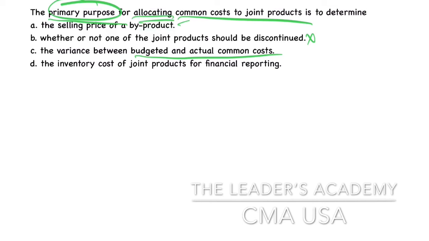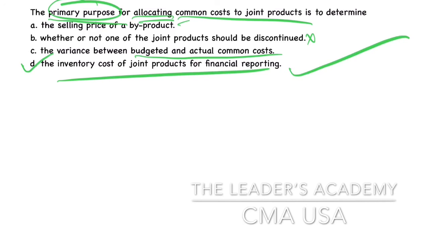And the last one left out is the inventory cost of joint products for financial reporting. Yes, this one is the right option. Why? We allocate the common cost to joint products so that we will be able to find how much inventory cost is there for a particular joint product and how much inventory cost is there for a byproduct, so that for financial reporting purposes it is going to help us. That's why option D is the right one.